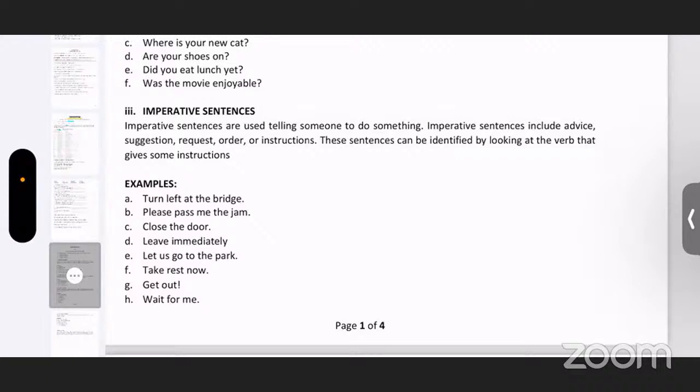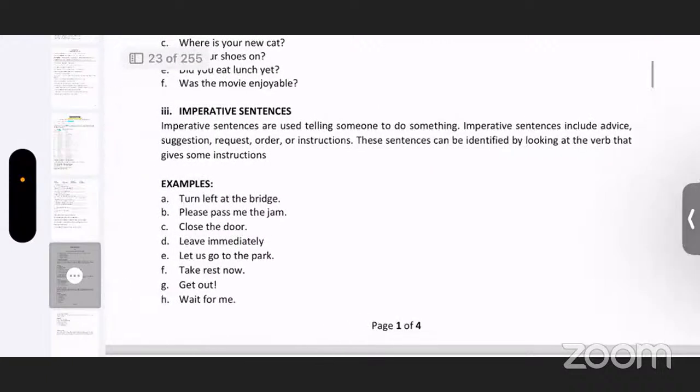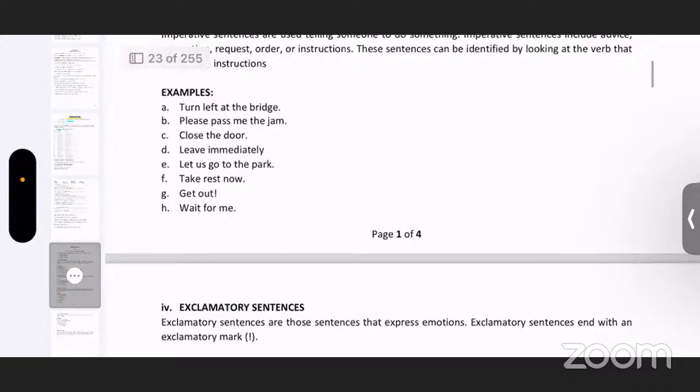Imperative sentences are where we are telling someone to do something, giving a command, asking somebody to do a favor for us, advising somebody, or suggesting something to someone. So it depends upon that. We are advising, suggesting, requesting, giving orders, or instructing someone that you do it this way, you do it that way. These sentences can be identified by looking at the verb that gives some instruction.